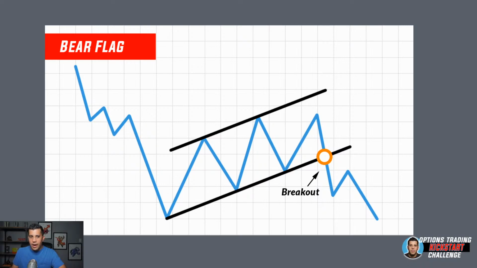So bear flag, the number one mistake people try to do is catch the knife. Like they try to buy right in here. And sure, it goes their direction a little bit, and sure, you can make money catching the knife, but the probability is not on your side, because most times what you're looking for is a breakdown to the downside like we have in here.